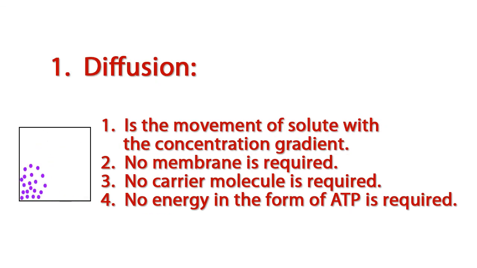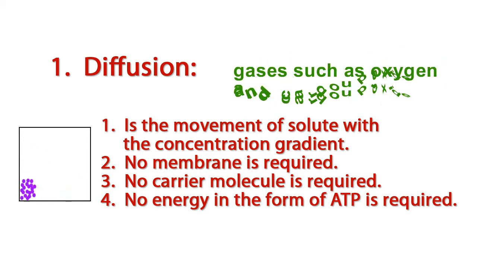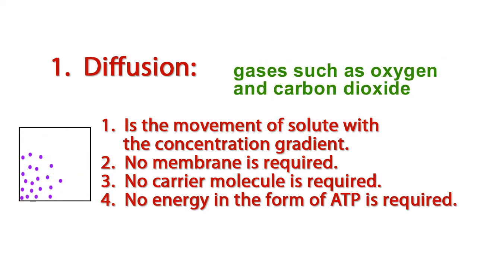The first form of transport we are going to look at is diffusion. Diffusion is the movement of a solute with the concentration gradient, and no membrane, carrier molecule, or energy in the form of ATP is required. The examples of diffusion you will be asked about in this course are the movements of gases such as oxygen and carbon dioxide.